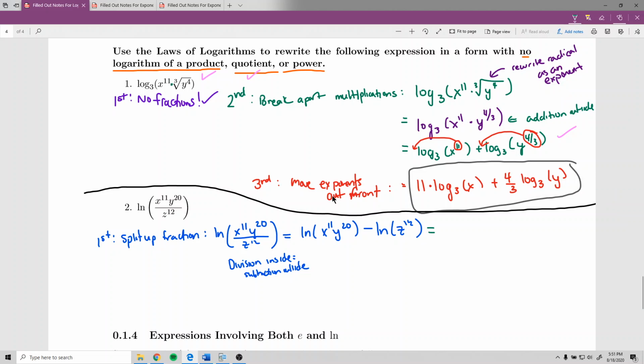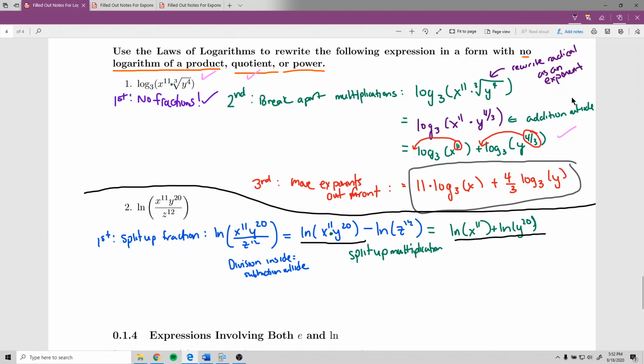All right, so the second thing we want to do is break apart multiplications, and we do have a multiplication here in the first one. And we do that just like we did in the previous problem. We have a multiplication here. They become addition outside. So we get the natural log of x to the 11th plus the natural log of y to the 20th. So that is what this part became.